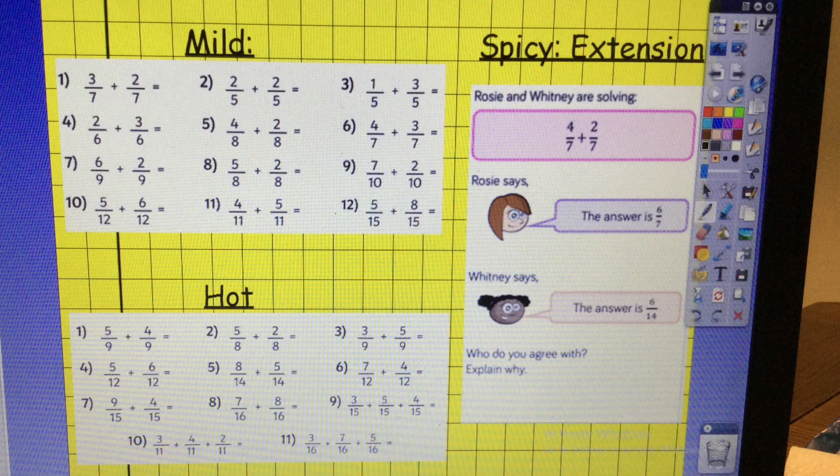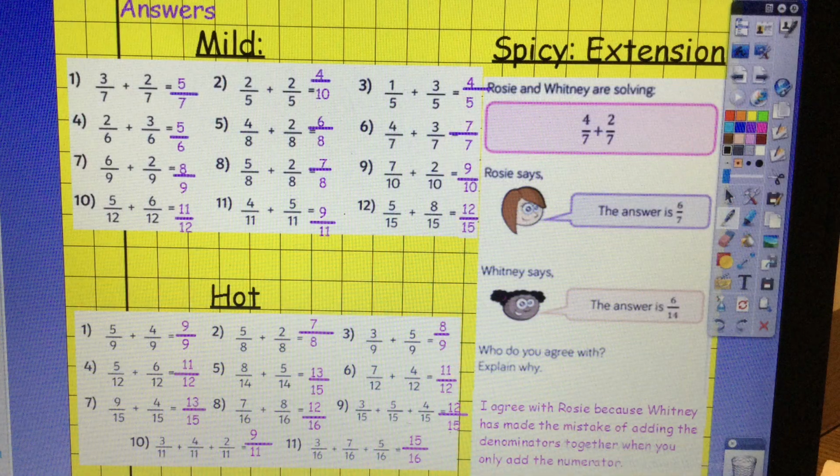And here are your questions today for you to work through independently. You can choose mild or hot, and spicy is your extension. The difference between mild and hot is that hot has 3 questions where you are adding 3 fractions together, but remember it's the same. If the denominator is the same, you are just adding the numerators together. Spicy is your extension and is a reasoning question. You need to explain why you think something. Pause the video now and give yourselves up to 10 minutes to work through the questions. Good luck!